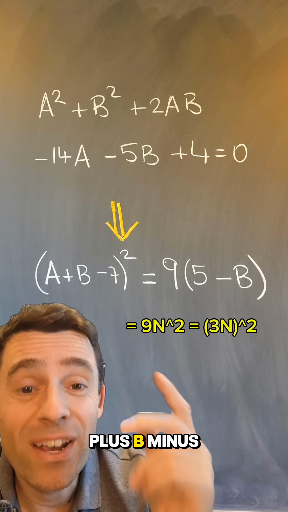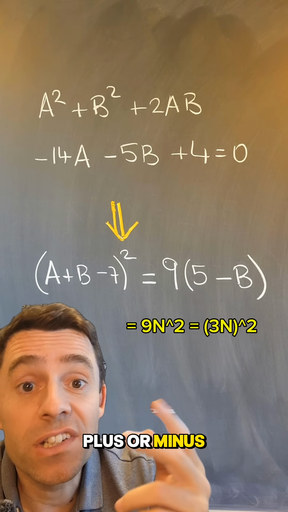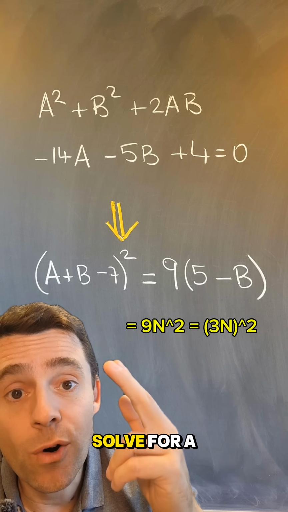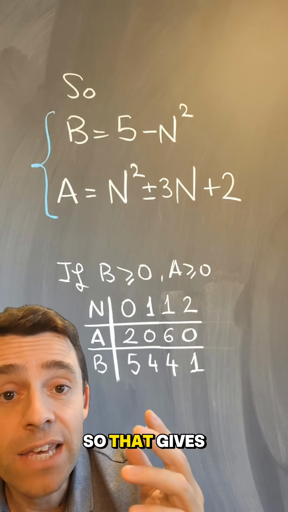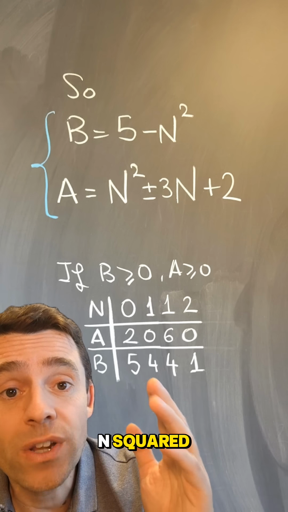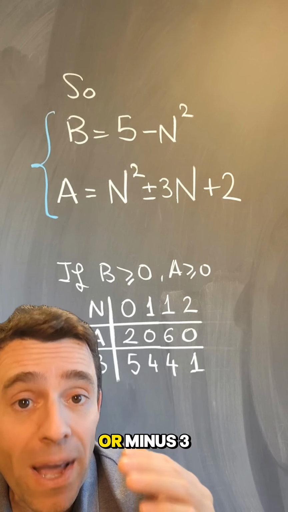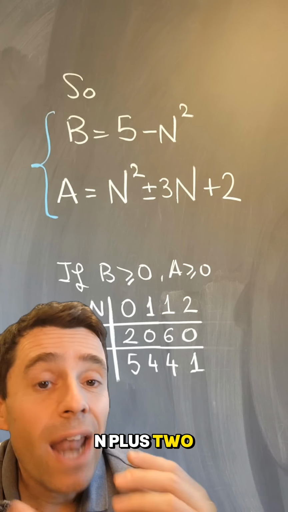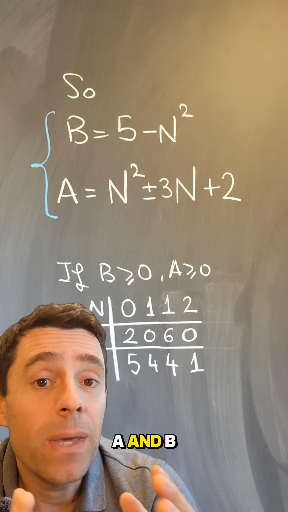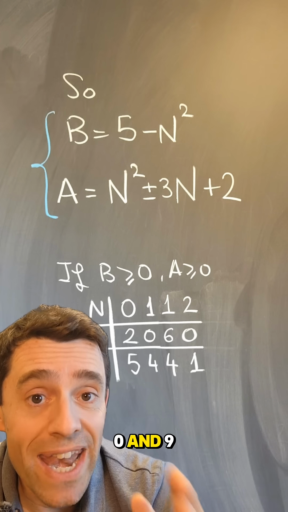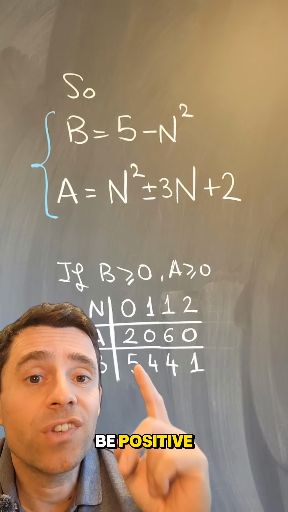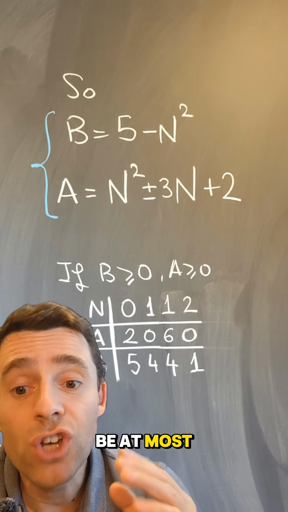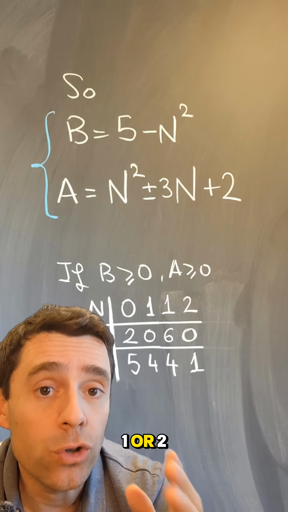Then a plus b minus 7 will be plus or minus 3n, and I can solve for a since I also know b to be 5 minus n squared. So that gives me that b is 5 minus n squared, and a is n squared plus or minus 3n plus 2. Now, in the problem we were trying to solve, a and b are digits, so they're between 0 and 9. And, well, that gives me that b has to be positive, so n can be at most 2. So it's 0, 1, or 2.